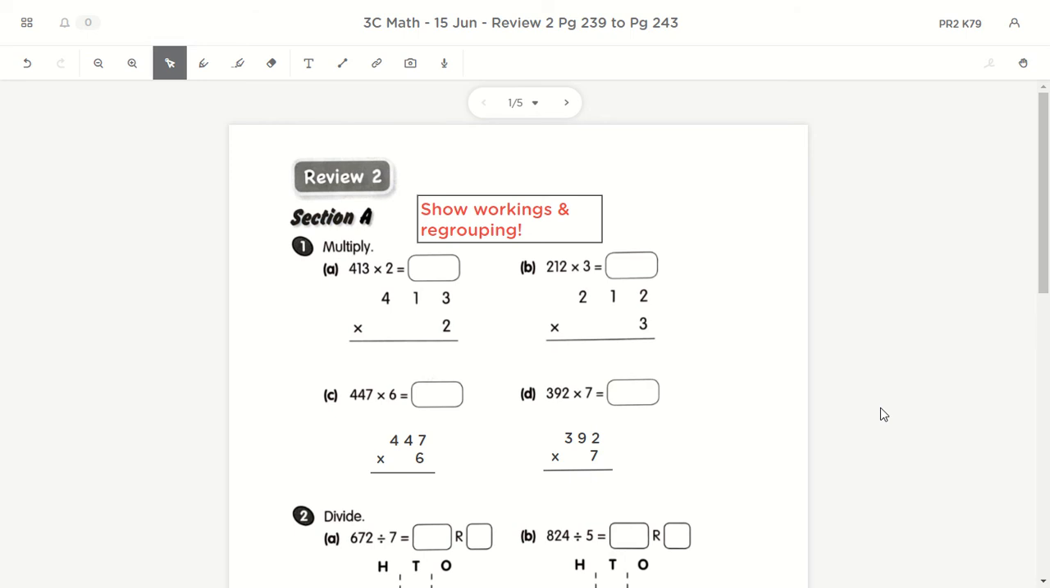Today we'll be going through yesterday's homework, which is review 2, the first part, page 239 to 243. And then for today, your homework will be to complete the rest of the word problems in review 2, which is from page 244 to page 246.